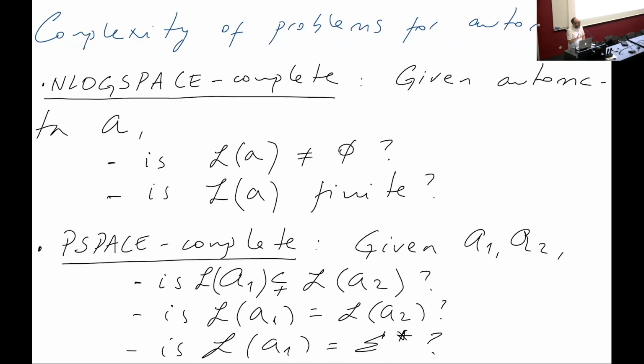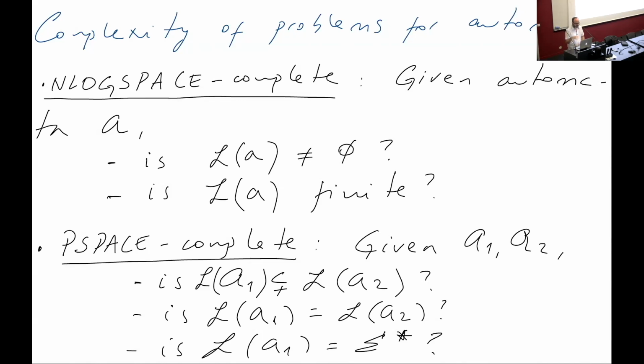So, the complexity of some problems for automata, which we will be using over the lecture. For instance, what is the complexity of checking whether an automaton accepts some word, that is, whether the language is different from empty? This problem is NL (non-deterministic log space) complete. So it can be solved in non-deterministic log space, and it is complete for this class, because what we have to do is to guess a path from an initial state to some final state in the automaton. It's a reachability problem, which is known to be NL-complete.